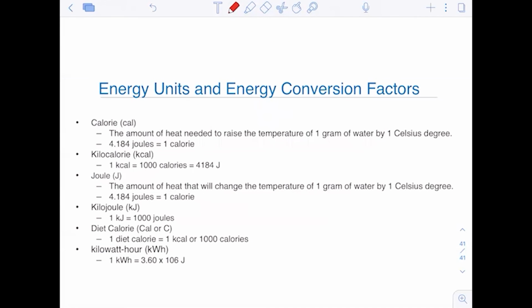What we get from energy units are our energy conversion factors. Most often in chemistry, we will use the joule. The joule is the amount of heat that will change the temperature of 1 gram of water by 1 degree Celsius. All of these conversion factors, whether you're dealing with calories, the kcal, which is our dietary calorie, or joules or kilojoules, will be given to you.